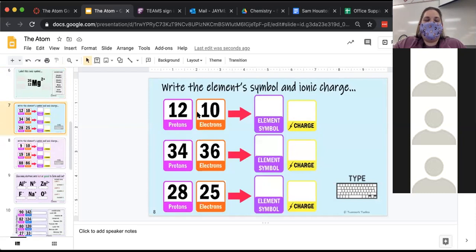Okay. So I always do protons minus electrons, and that gives me the charge. So for here, 12 minus 10, that would be 2. So my charge would be a positive 2. But if electrons is higher, when you subtract them, you'll get a negative answer. And that's because the charge will be negative. Okay.